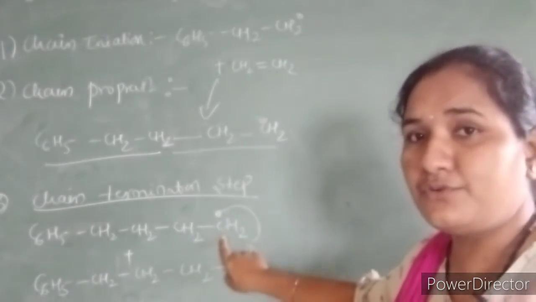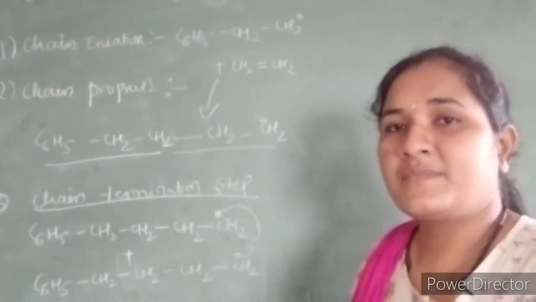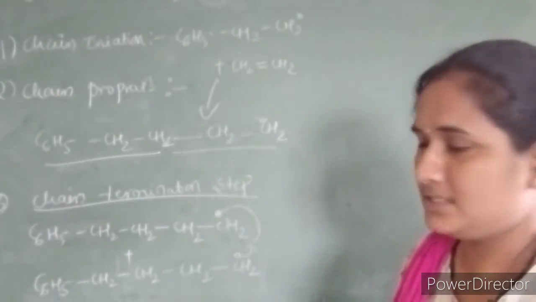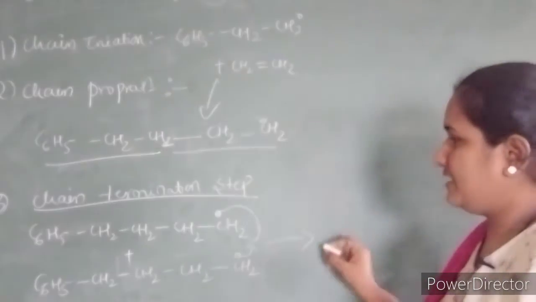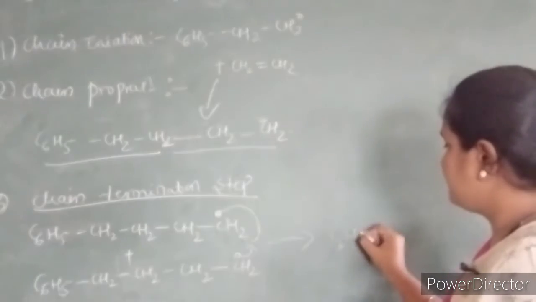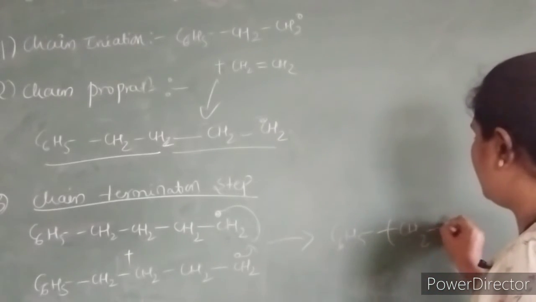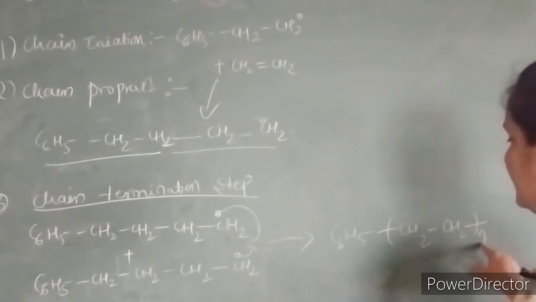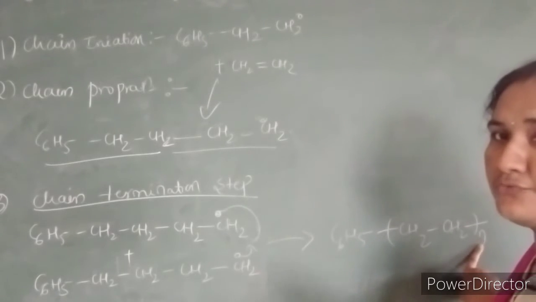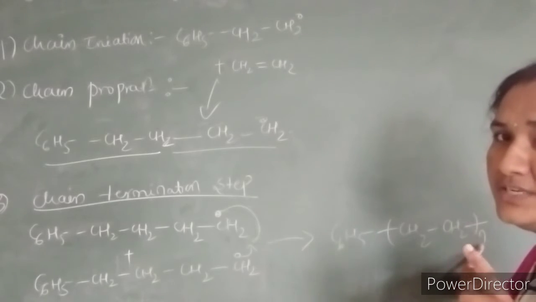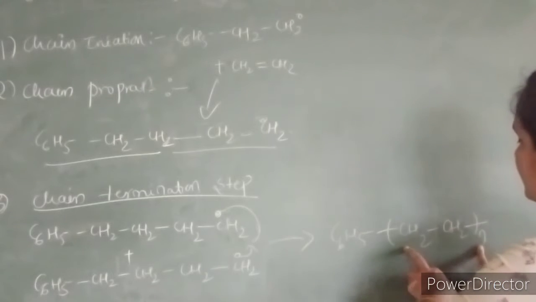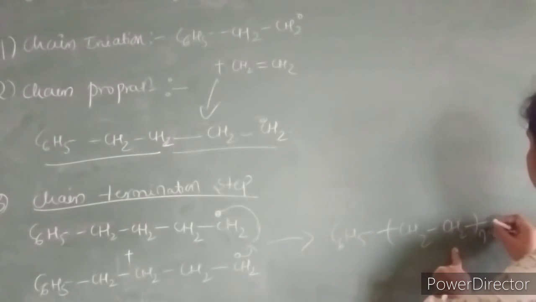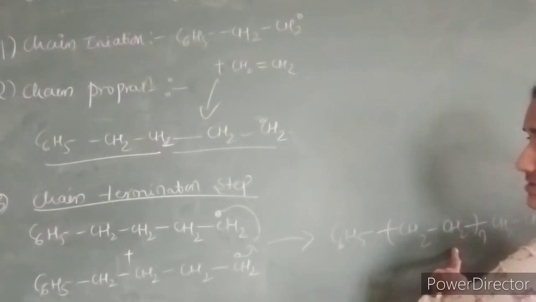As a result of no free radicals, further addition of ethene is avoided. As a result, the termination of the chain occurs here. Now we can write it as C6H5 CH2 CH2. We can write n here, because the addition of n number of ethene molecules takes place in the polymerization reaction. So that's why CH2 CH2 n, then CH2 CH2 CH2 C6H5.